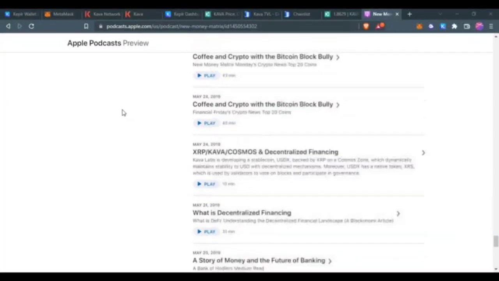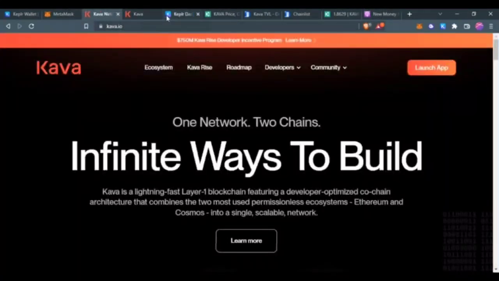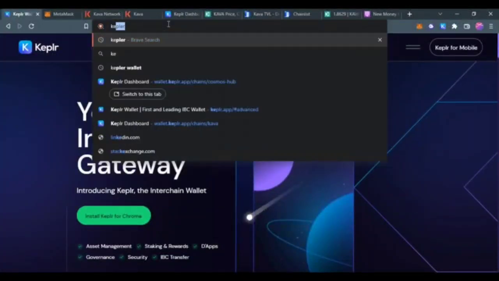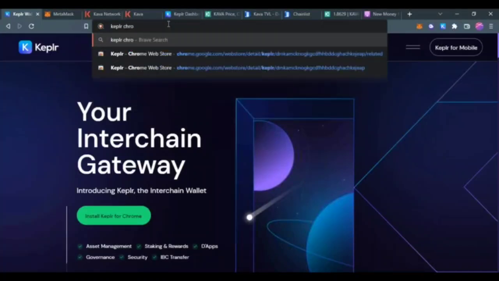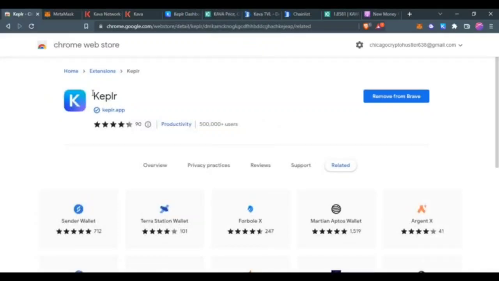Now, in order to interact with this specific network, you would have to utilize a Keplr wallet, which can easily be done by way of the Chrome extension. Let me see. Here we go. And you'll find it in the Chrome Web Store. And this is what it would look like, with a blue check. And you'll just add it to Brave.